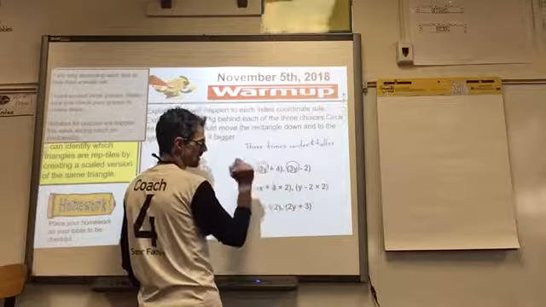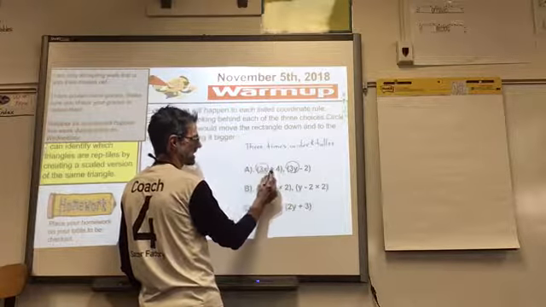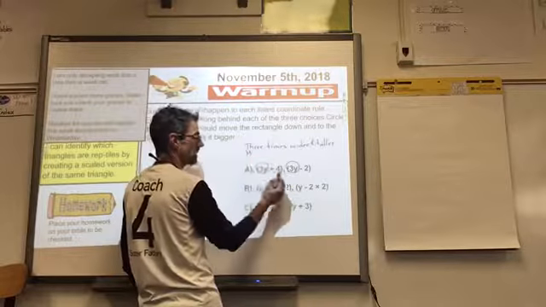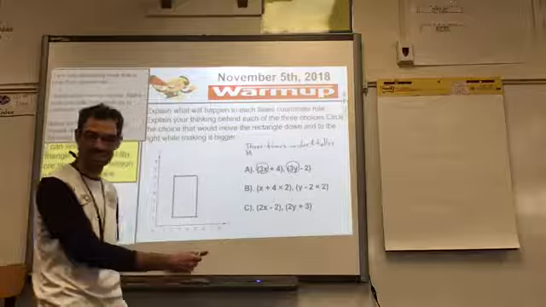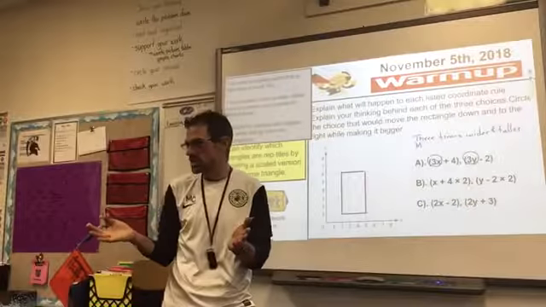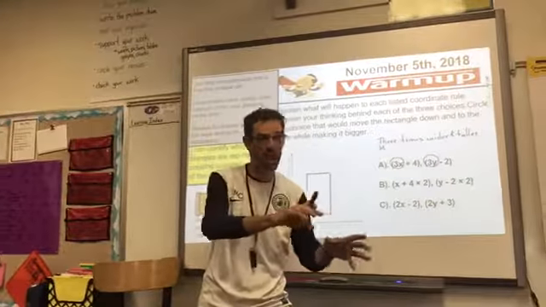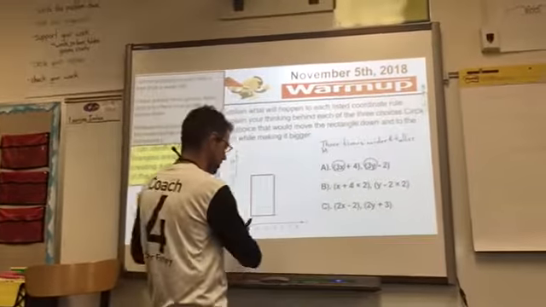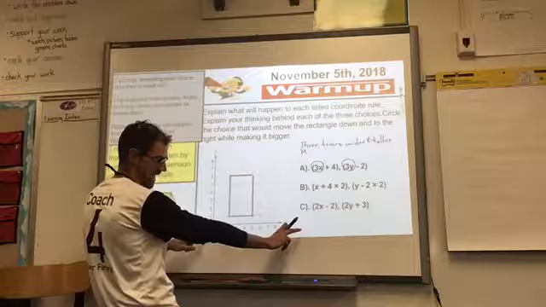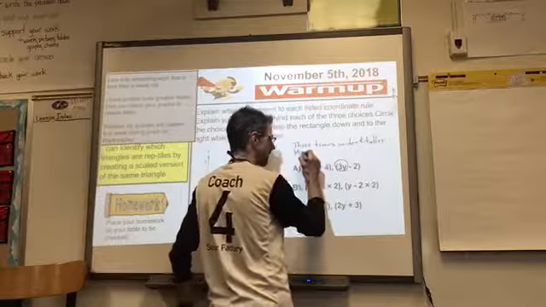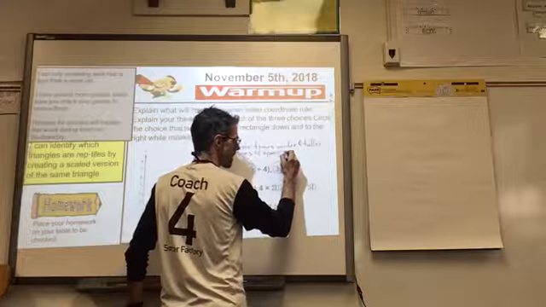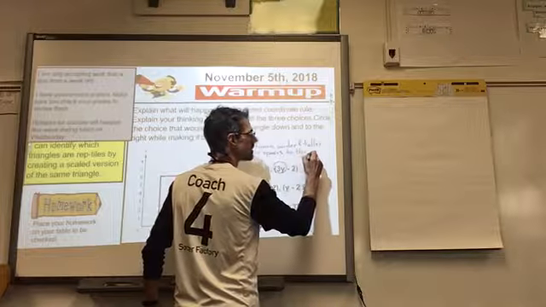Then, like Kendra said, it's going to move to the right 4 spaces because I'm adding to the X. When I add, that doesn't change the size. It just moves it either to the left or to the right. This is adding, so it moves it down the X-axis to the right. So it moves 4 spaces to the right.